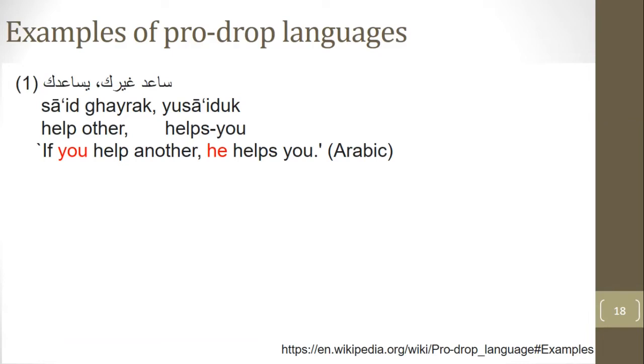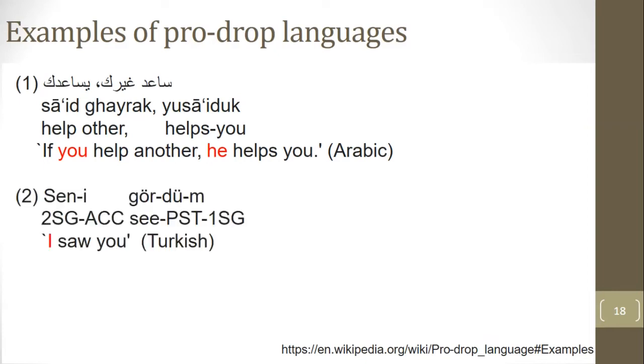In other words, we don't need to have an overtly visible subject, and in these languages, expletive constructions tend to be absent. This example from Arabic shows us that the semantic subject, you in the first clause and he in the second clause, is absent. I've marked the absent categories red in the transliteration to assist. Similarly, in Turkish, if you want to say I saw you, you wouldn't need to explicitly say I.